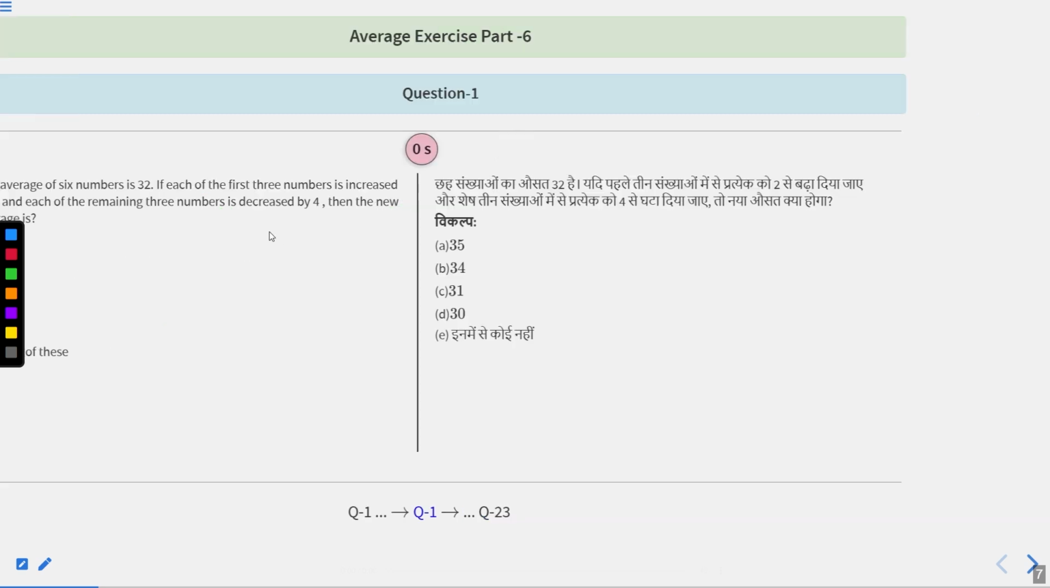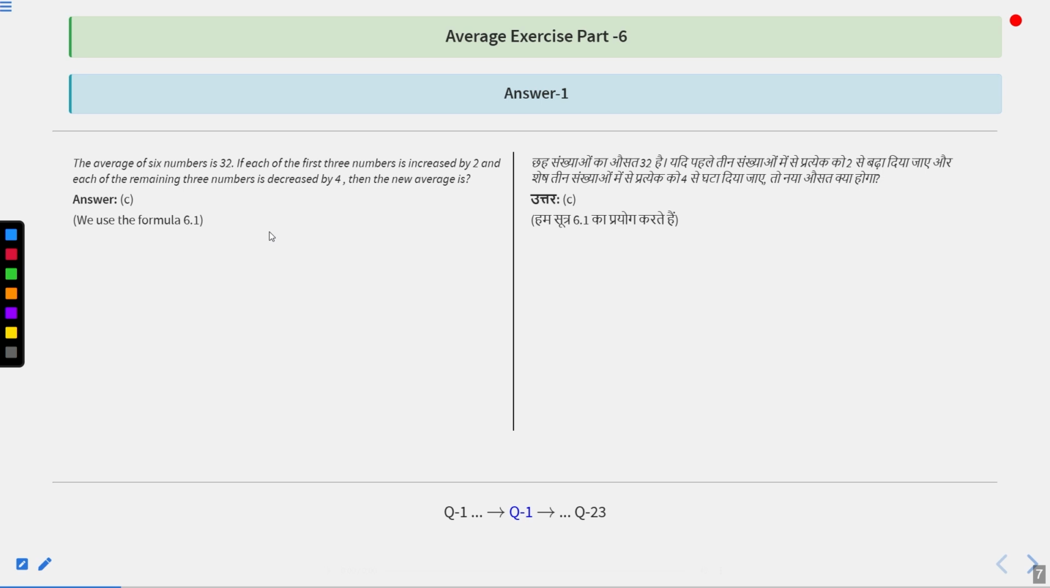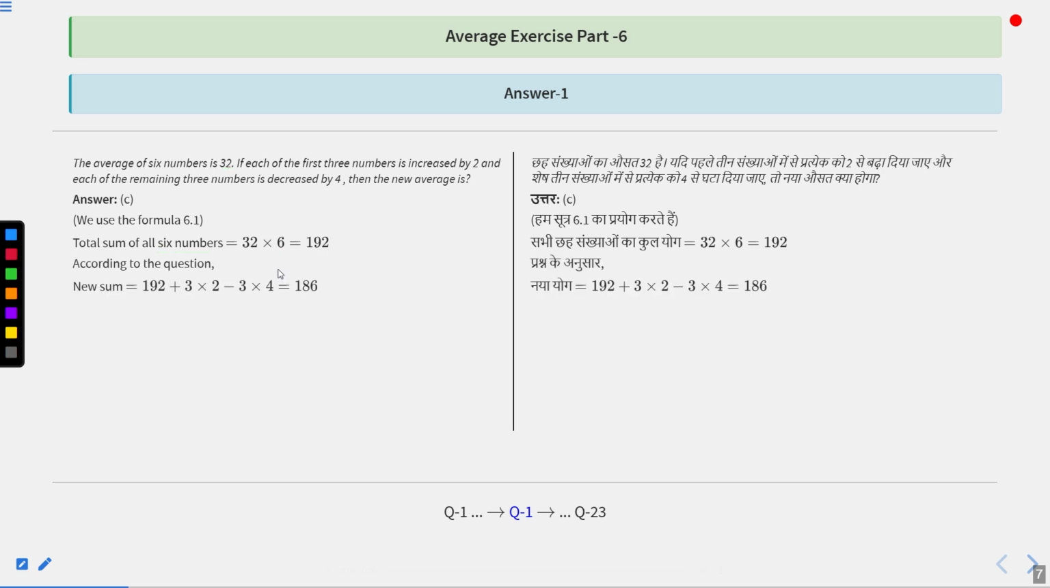Now time's up. Let's see the solution. We use formula 6.1. What will be the sum of all 6 numbers? The average is 32, so 6 into 32 becomes 192. The question says that each of the first 3 numbers is increased by 2 and the remaining numbers are decreased by 4. So the new sum will become 192 plus 3 into 2 minus 3 into 4, which becomes 186. Clear? So the required average: the total number is 6 and our new sum is 186, so 186 divided by 6 is 31. C is the correct answer.